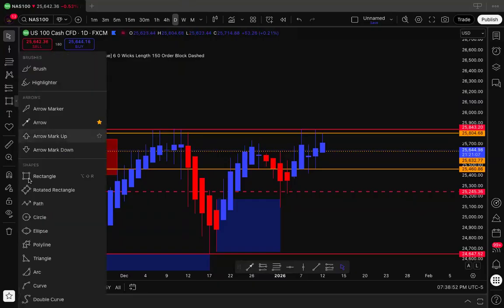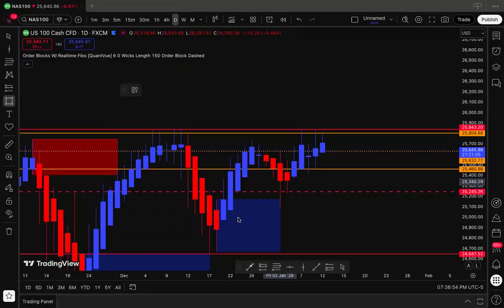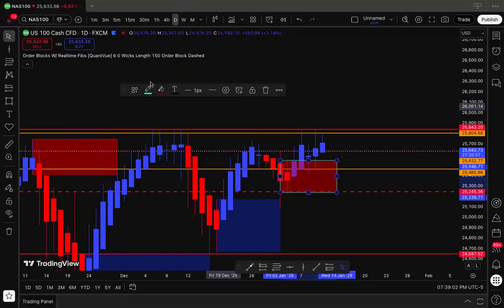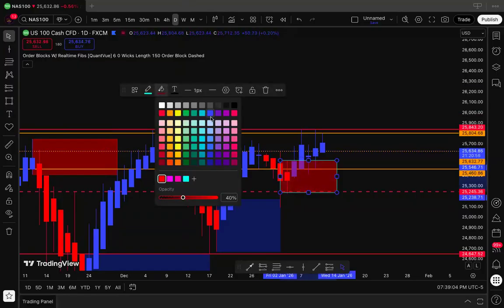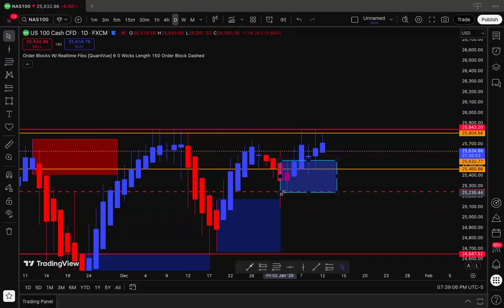But even though the order block is not showing here, that's the order block down there, but this is also an order block here on the daily. Because the order block is the last candle or sequence of candles before the change of direction.